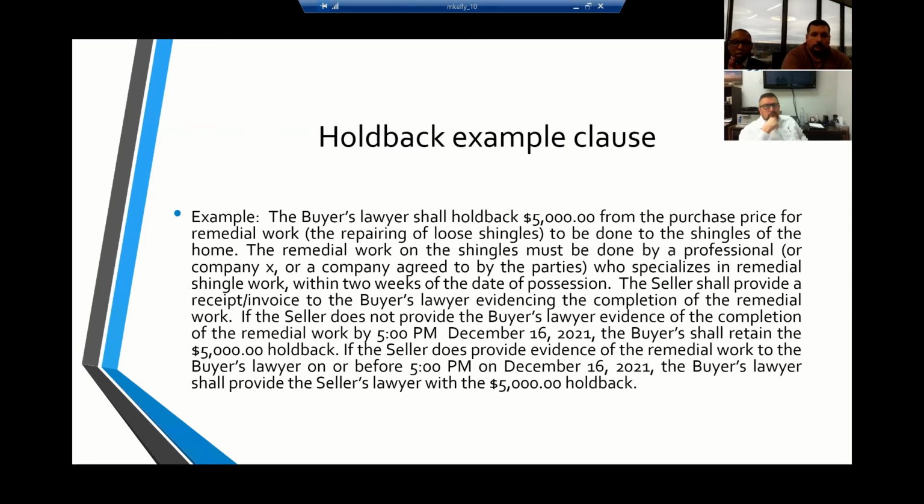Also, what happens if, for example, I do get something? I do get the receipts before December 16th, in this example, by 5. Good. I can release the holdback to the seller's lawyer and say, "Oh, you guys have completed what you need to complete. The deal closes, no holdback going to the buyer. Seller gets their money back because they've done the work, and everyone goes on their merry ways."